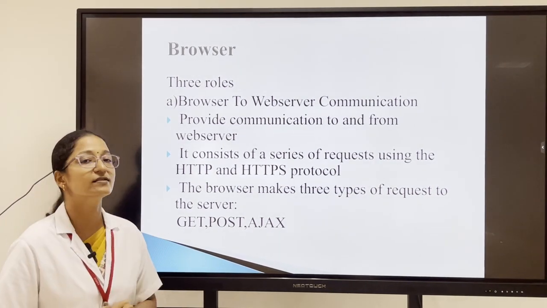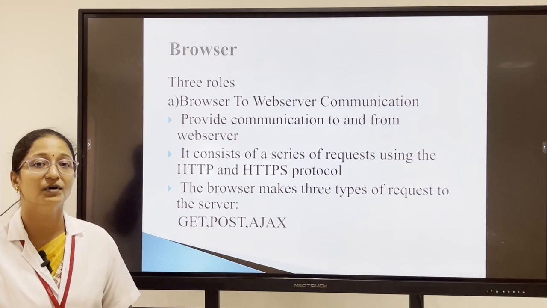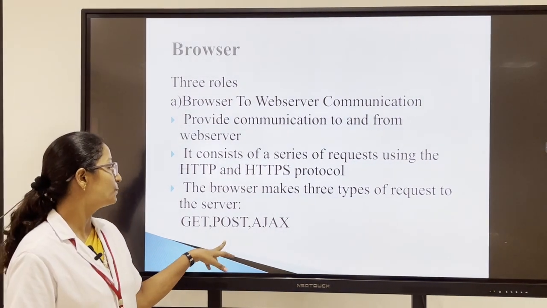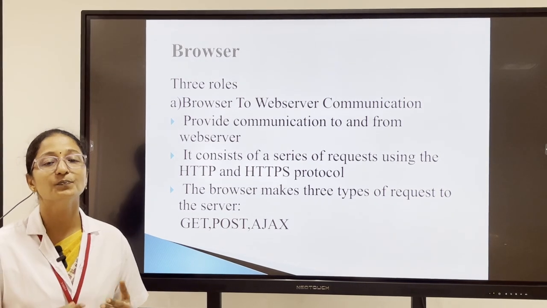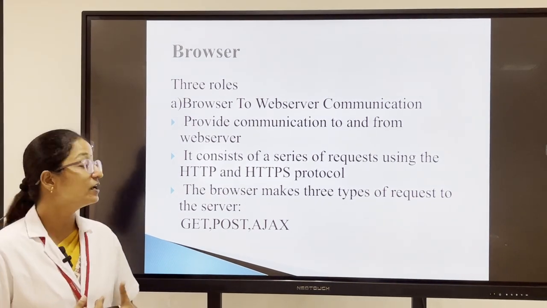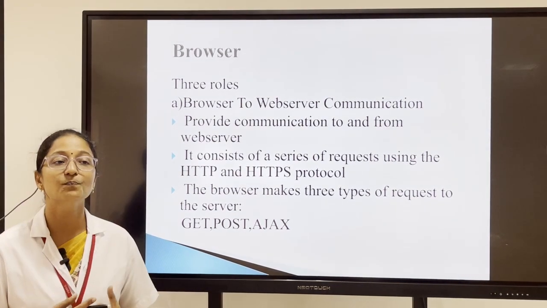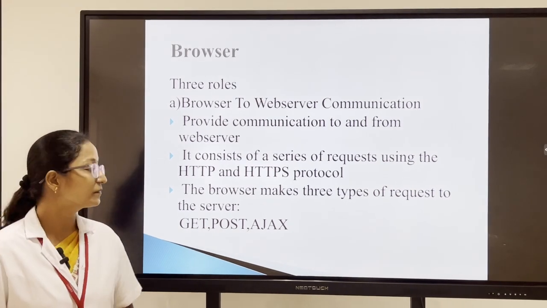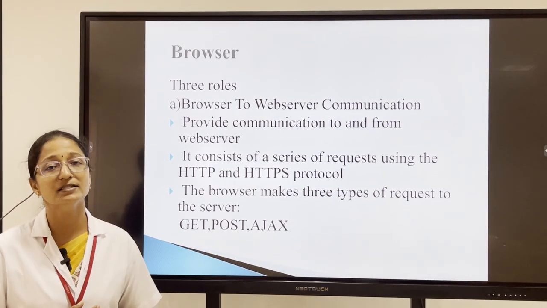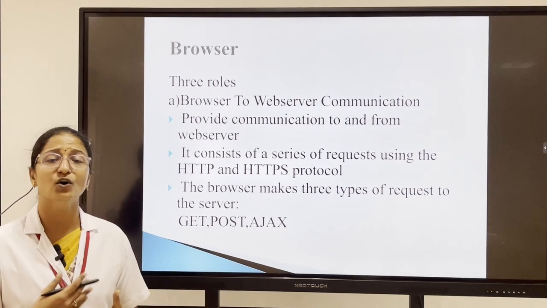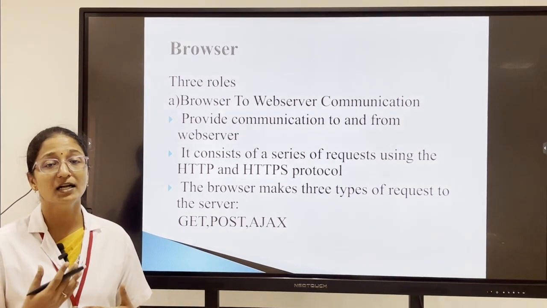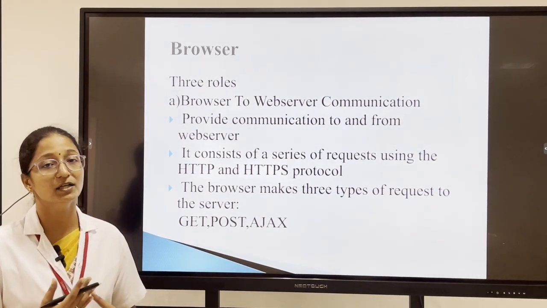Next, the browser makes three types of requests to the server. One is GET, the next one is POST, the third one is AJAX. The GET request is used to retrieve data from the server, whereas the POST request is used to submit data to the server. AJAX means asynchronous JavaScript and XML, which is either a GET request or a POST request, which is done by the JavaScript running in the browser.